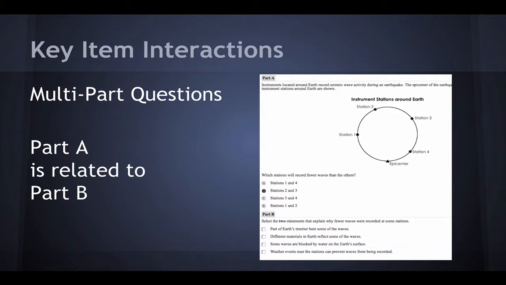A multi-part question is where part A is related to part B. You may have some information that you read, and then you have to provide an answer, and then usually part B is related to the answer in part A. You may be asked to support a particular answer or a choice that you made in part A with, in this case, two statements in part B.